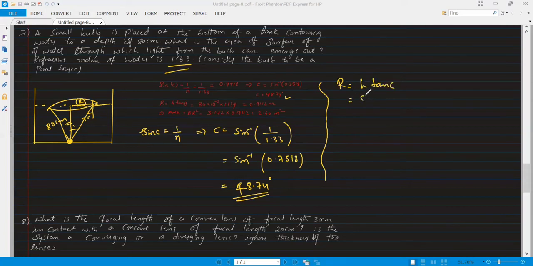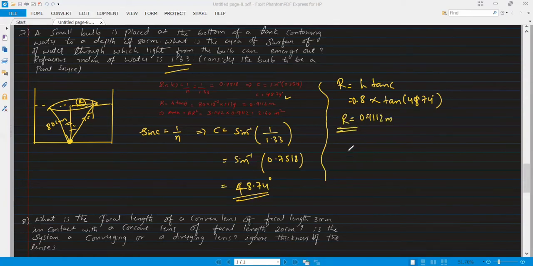Next, let us go to r, which is equal to h tan of c. Here h is 80 centimeter, that means 0.8 meter into tan of c, it is tan of 48.74 degree. So if you calculate this, it is going to be 0.9112 meter. This is the radius.